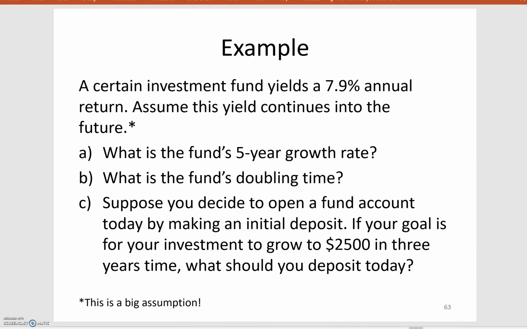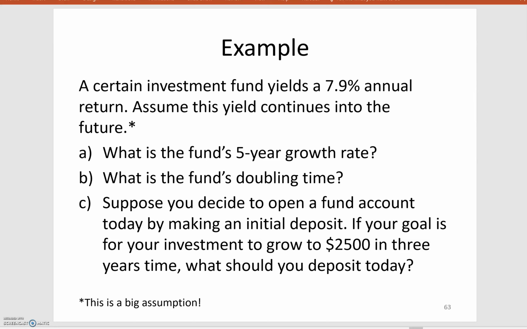All right, let's look at this example. A certain investment fund yields a 7.9% annual return. Assume this yield continues into the future. First of all, it's worth noting that a 7.9% annual return is pretty good, and if that keeps up from year to year, that's very good. Anyhow, so what is the fund's 5-year growth rate?